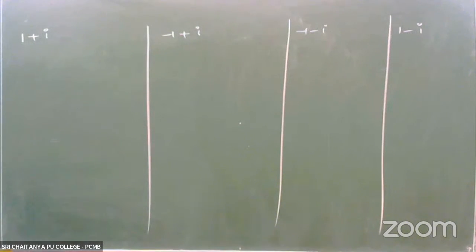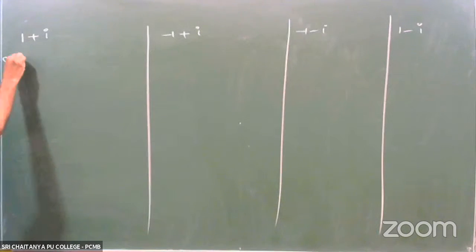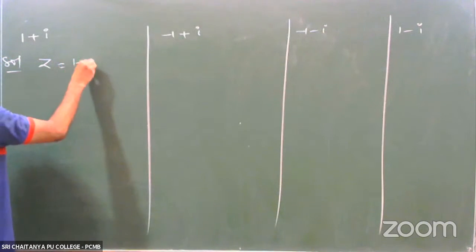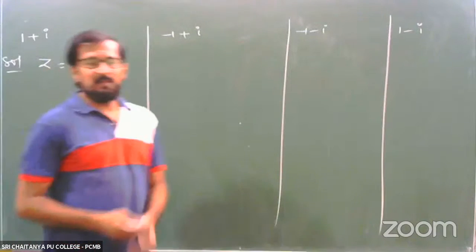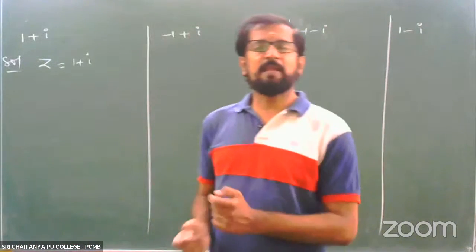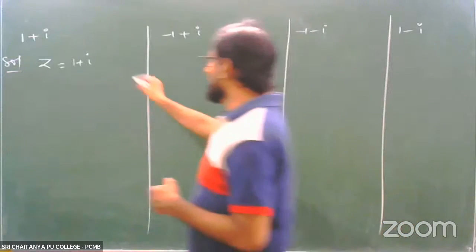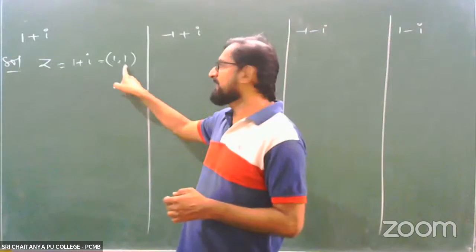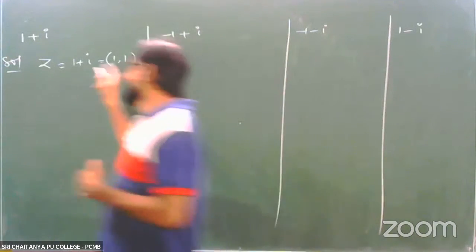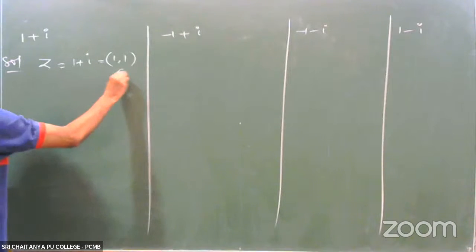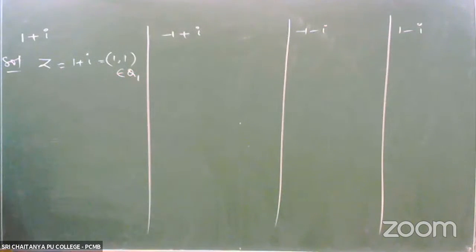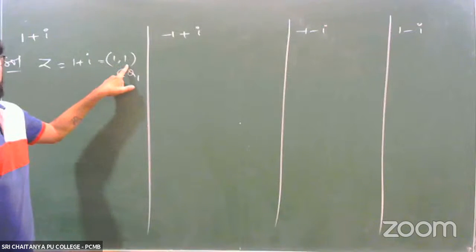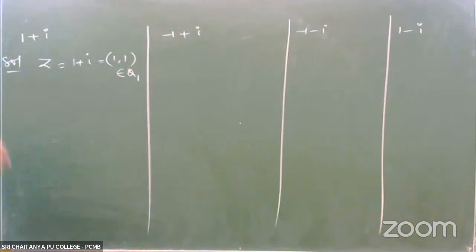See, observe. If I want to find out the argument of this complex number, first of all, you should consider z is equal to 1 plus i. We know very well that 1 plus i can also be written as (1, 1), right? This is x value and this is y value. Therefore this belongs to which quadrant? Quadrant number 1. X is positive, y is positive. It belongs to the first quadrant, right?